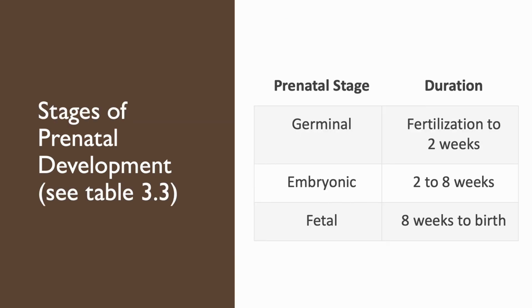The prenatal development period is divided into 3 stages: germinal, which is fertilization to 2 weeks, embryonic, which is 2 weeks to 8 weeks, and fetal, which is 8 weeks to birth. There are 2 fundamental principles of development to remember.